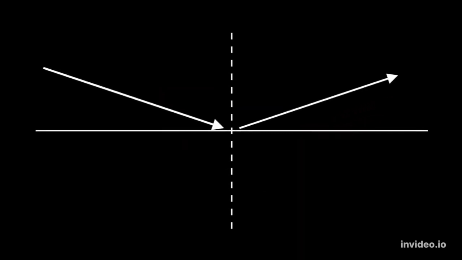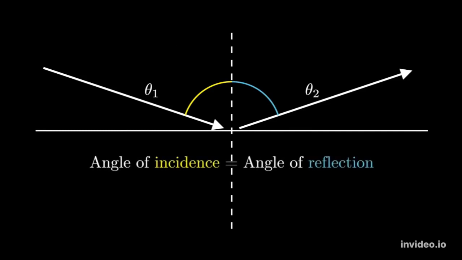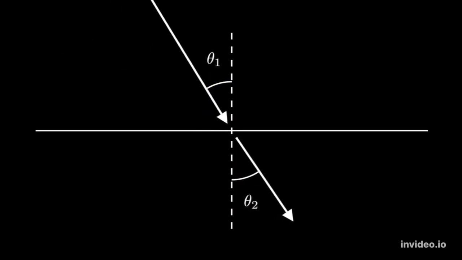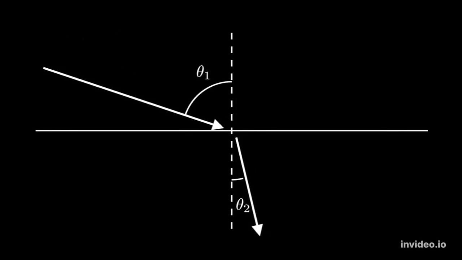When light hits a surface, that light reflects off symmetrically like so. Mathematically, we say that the angle of incidence θ1 is equal to the angle of reflection θ2. But for less reflective surfaces, light is not entirely reflected and some travels beneath the surface and into the medium itself. This process is called refraction. Refraction obeys this equation, which is called Snell's law.